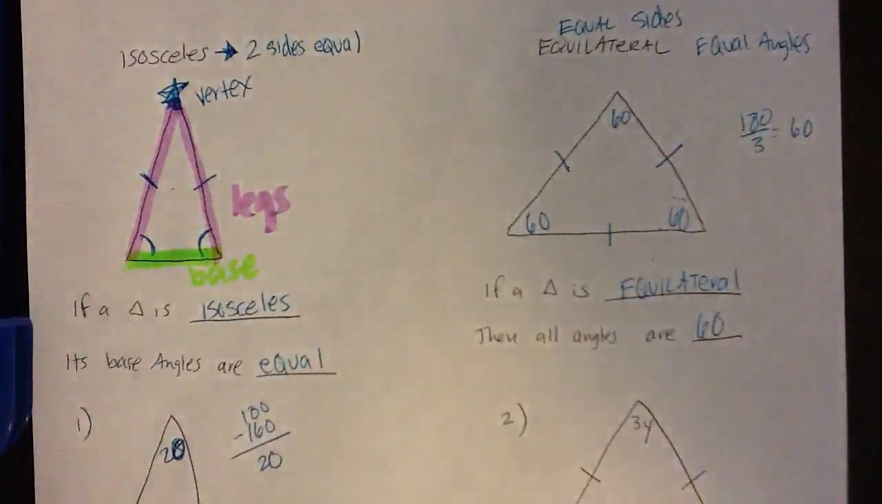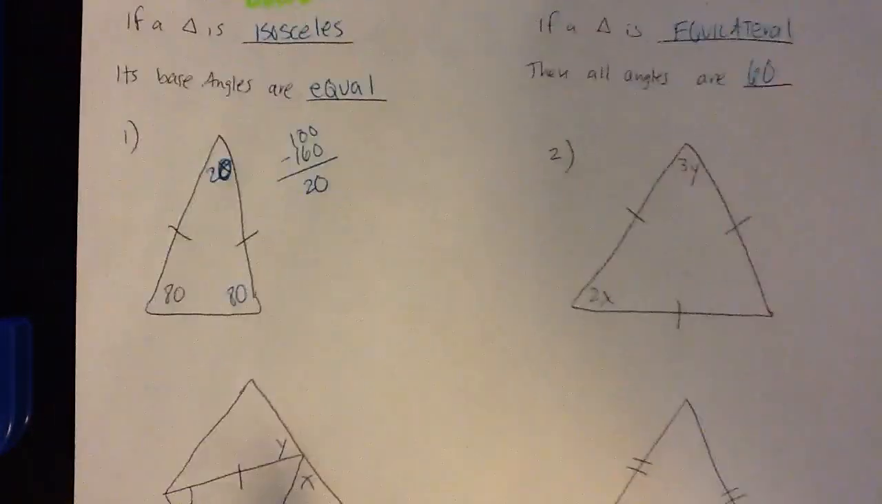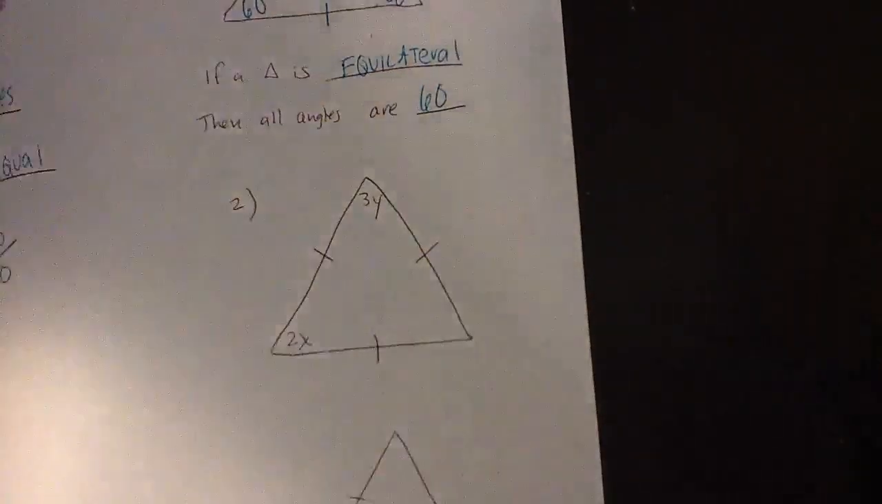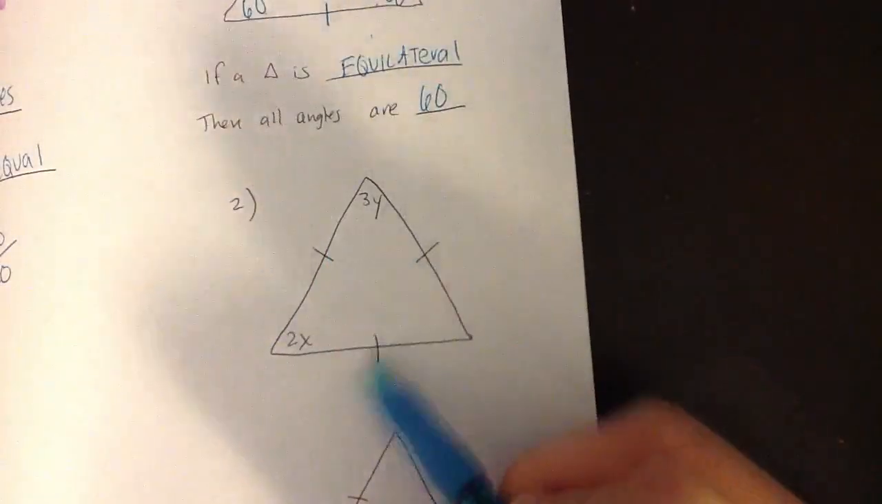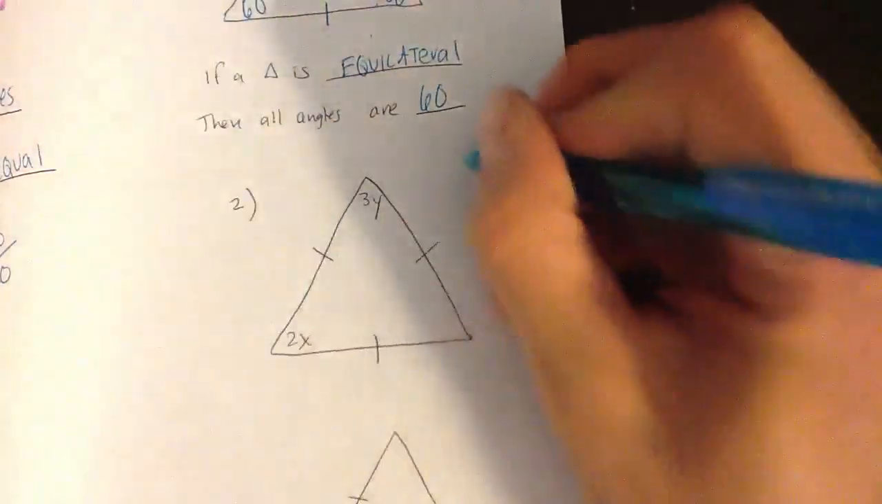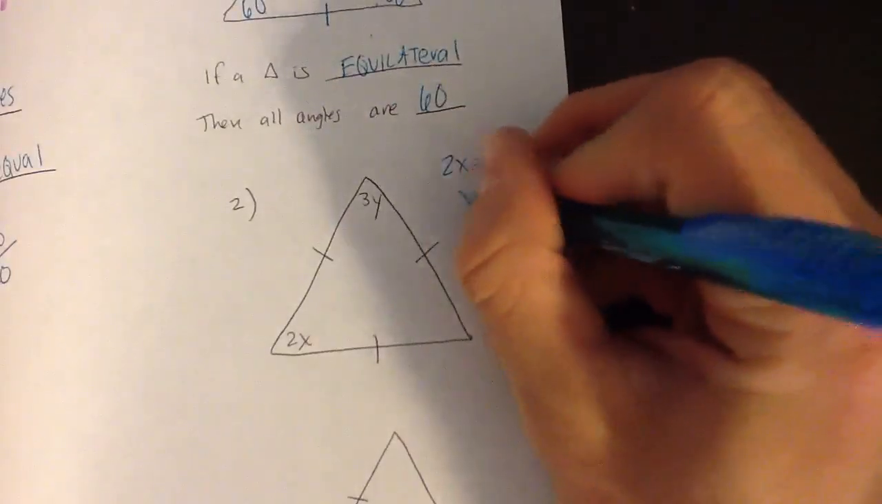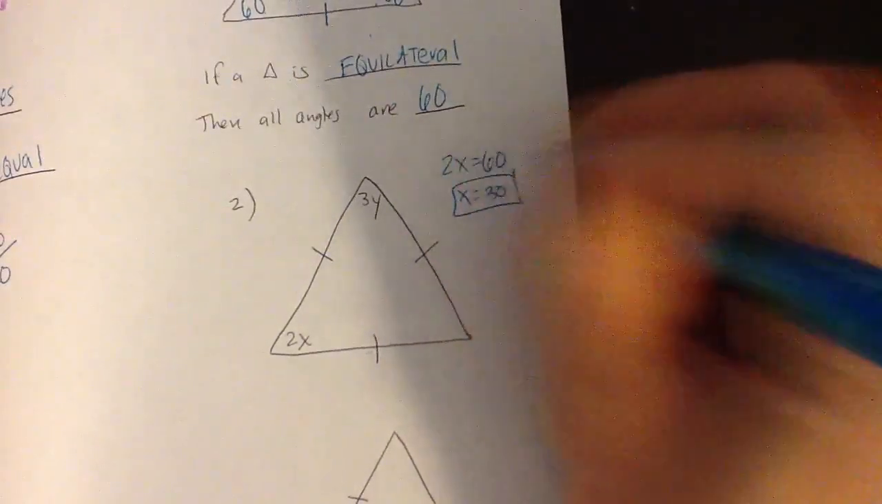And those two very, very simple ideas are going to help you a whole lot as some of these problems start to get more and more complicated. Okay, so let's look down here at number 2. Okay, again, it looks like you're given not a whole lot of information, but the first thing you need to notice are these and say, oh yeah, it's equilateral. And if it's equilateral, I know this has got to equal 60. So 2x has got to equal 60. Divide both sides. X has to be 30.